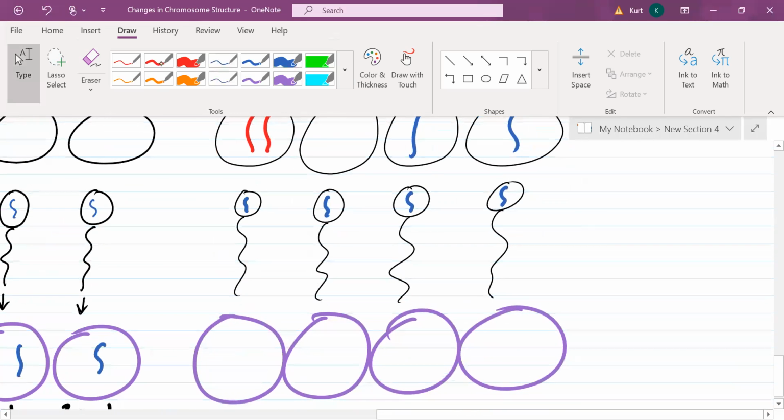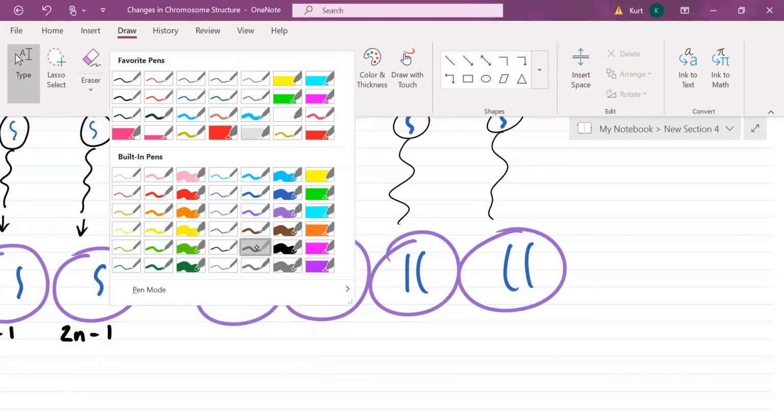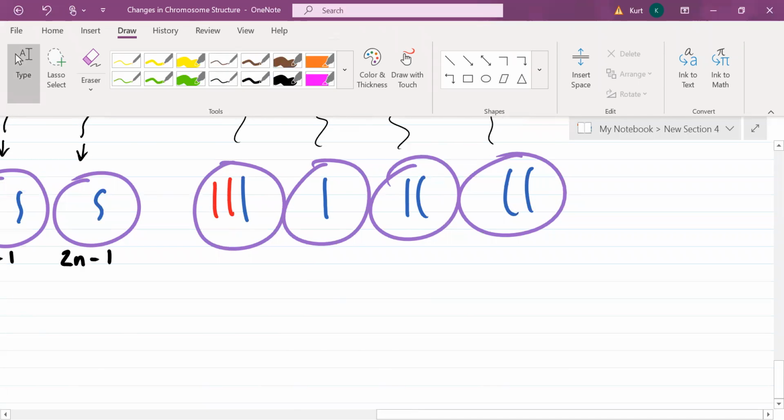Okay, 2 plus 1 is 3. That doesn't look right. 0 plus 1 is 1. That doesn't look right. 1 plus 1 is 2, and 1 plus 1 is 2. So let's look at each of these. What condition would you say the first one has? Monosomy, trisomy, or is it a proper diploid? It is trisomy, correct.